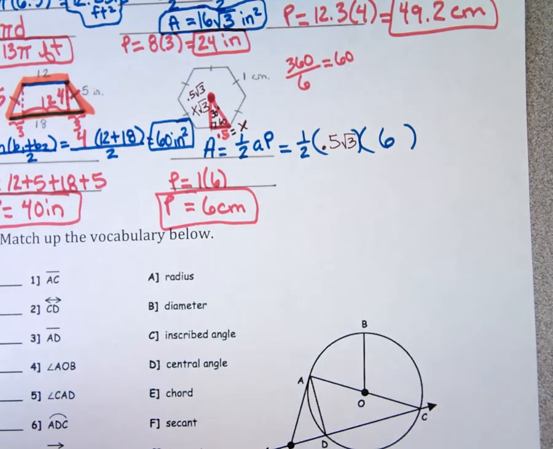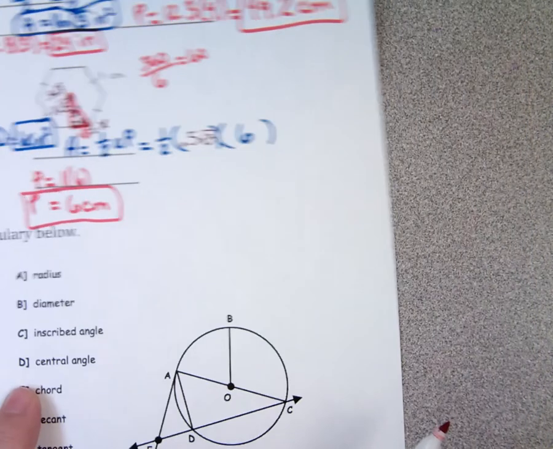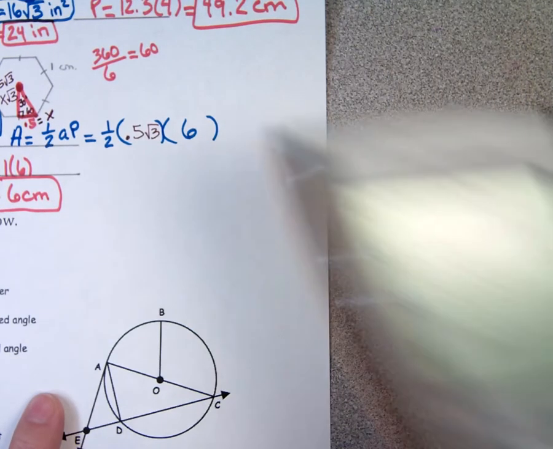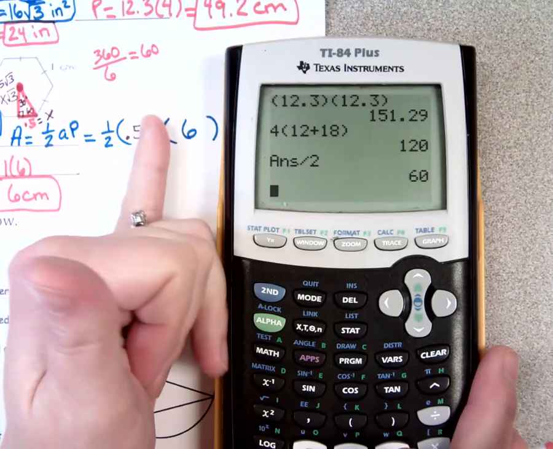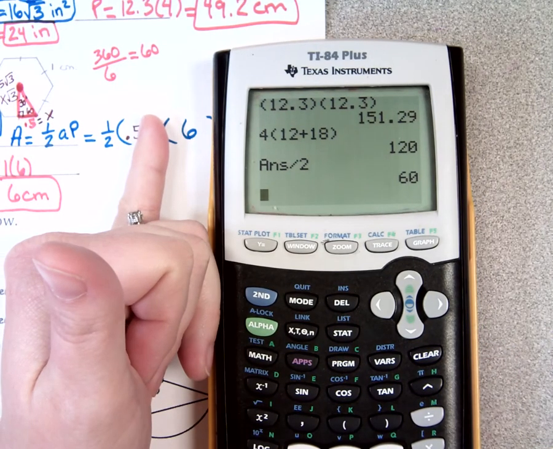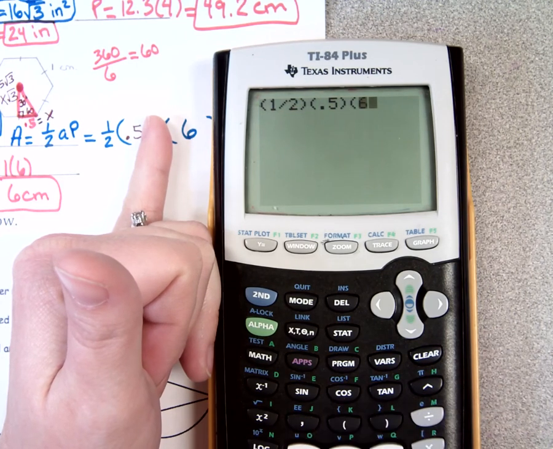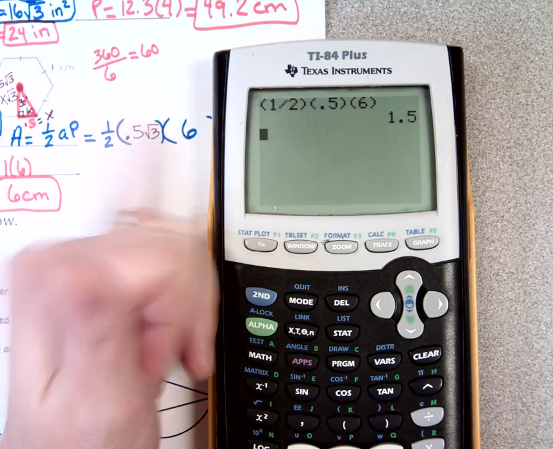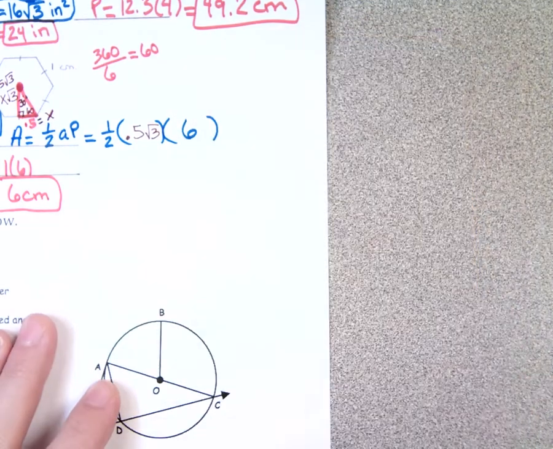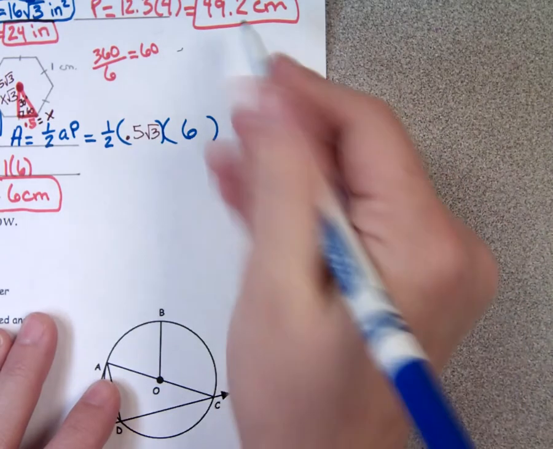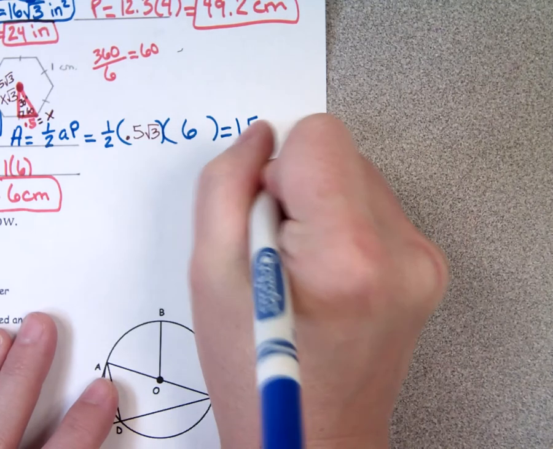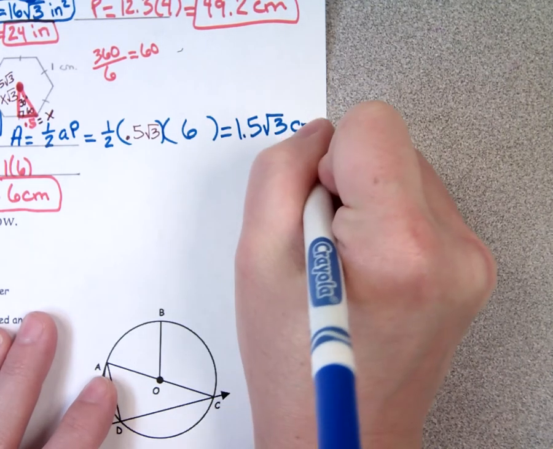Okay, first I'm going to keep this in simplest radical form. So in order to keep it in simplest radical form, I'm going to ignore the square root of 3. And I'm going to take the 1/2 times the 0.5 times the 6, and then attach the square root of 3 back behind it. So 1.5 square root of 3. And that would be centimeters squared.